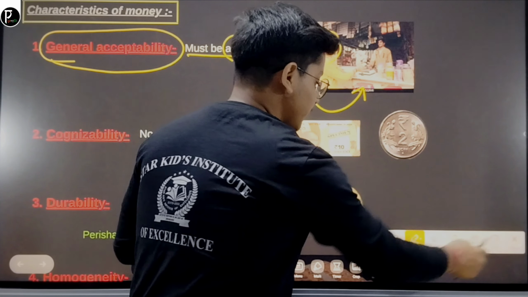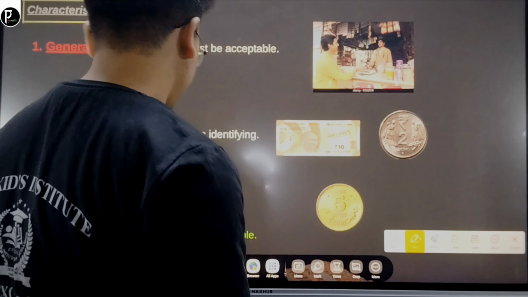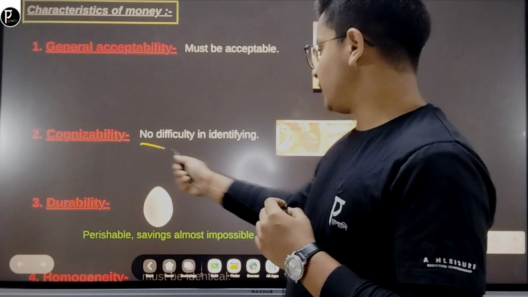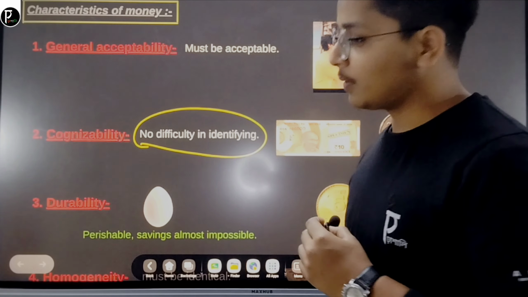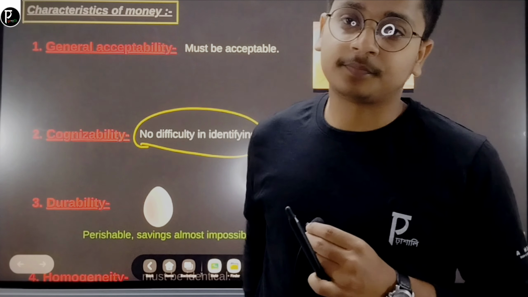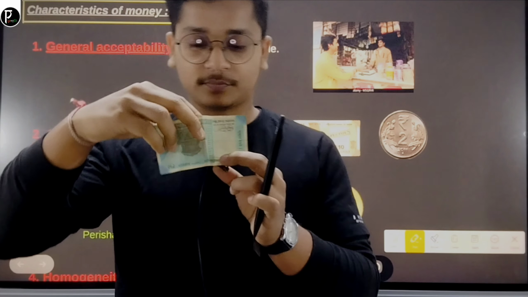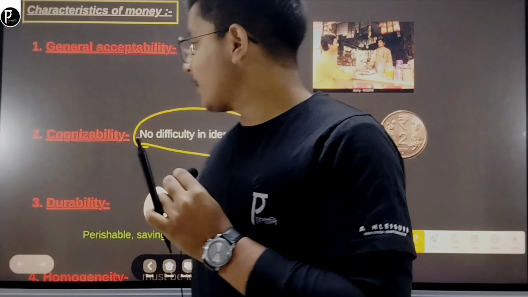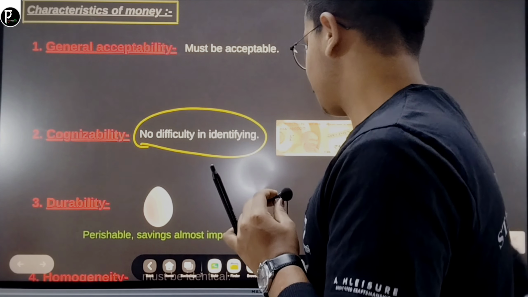The second characteristic of money is cognizability. That is, there is no difficulty in identifying your money. For example, this is a 50 rupee note. So you can easily identify this 50 rupee note. This is another characteristic of money.